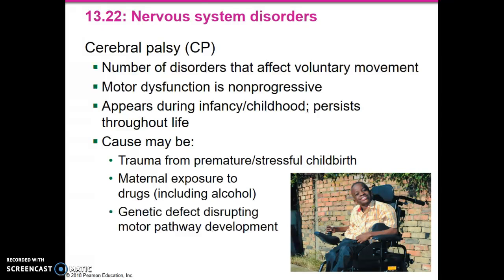CP, or cerebral palsy, is a number of disorders that affect voluntary movement. It's non-progressive. It appears early in life, in infancy, and continues throughout life, often associated with stressful childbirth, lack of oxygen to the infant, and maternal exposure to drugs and alcohol, and it may be a genetic defect.